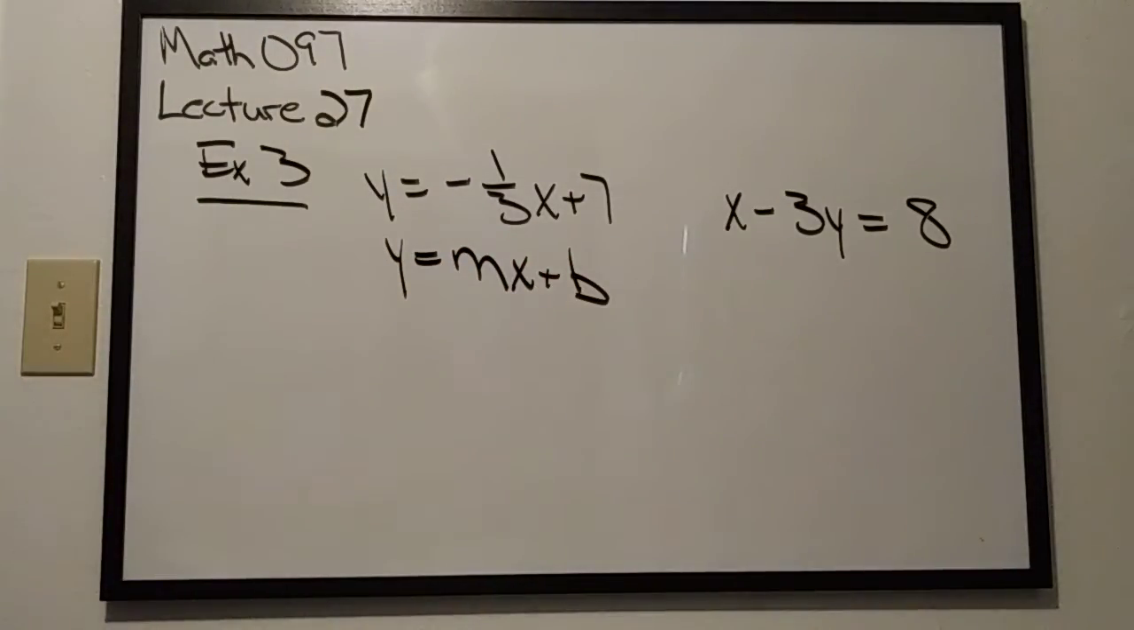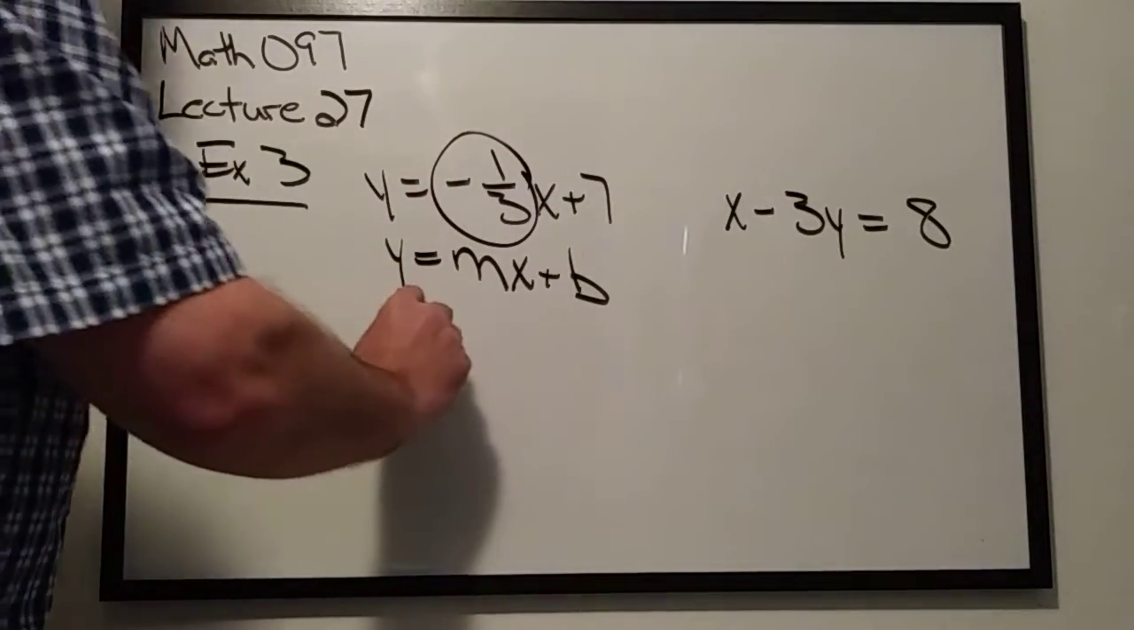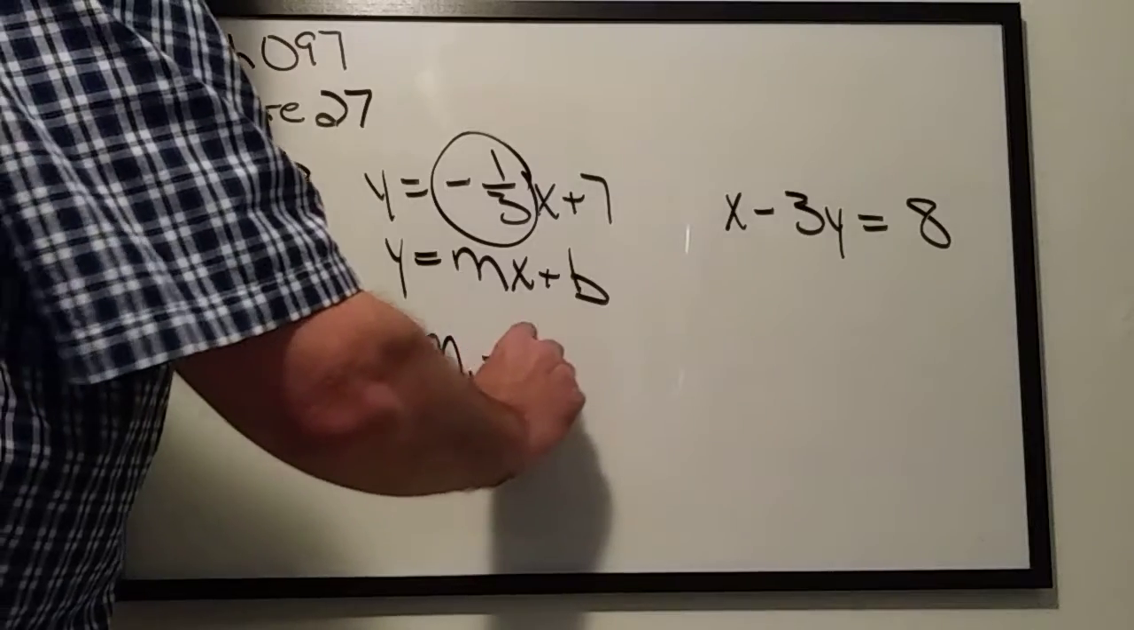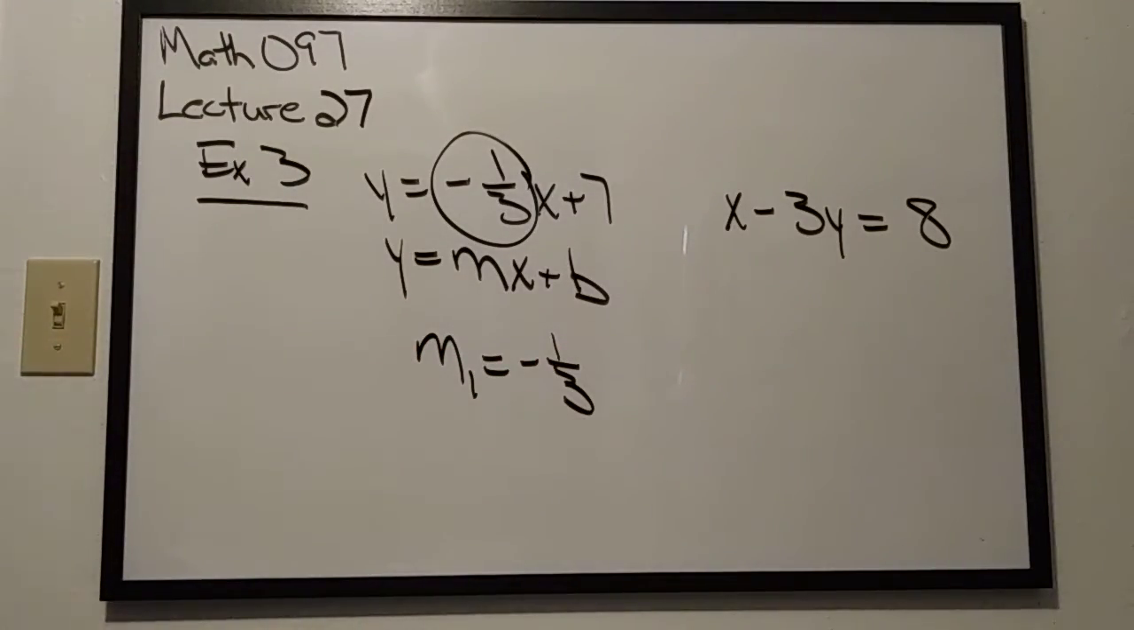So what that means is I can read off the slope of this equation. M is going to be the number in front of the x. The number in front of the x this time is negative 1/3. So the slope of my first line is negative 1/3. Now that I know that, I can find the slope of my second line and determine which of the worlds we're in, parallel, perpendicular, or neither.